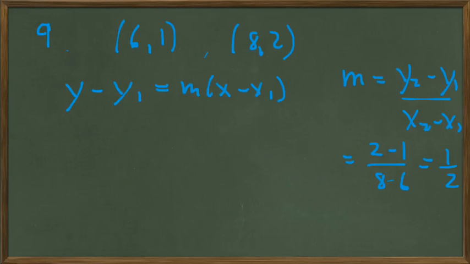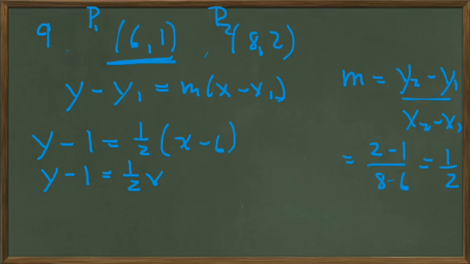And when we're using the point slope formula where we have 2 points, we need to pick one of the points to use. It doesn't matter which one, but we're going to pick this one. We can't mix up the 2 points. We either have to pick point 1 or point 2. So we're picking point 1. So plugging in, we get y minus 1 is the slope 1/2 times x minus 6, and distributing on the right side, we get y minus 1 equals 1/2 x minus 3, and solving for y, y equals 1/2 x minus 2.